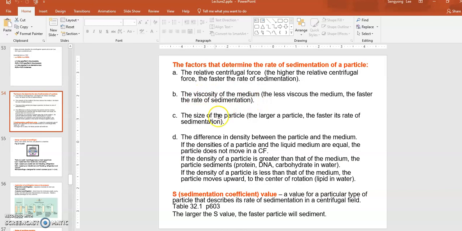That's what it means. And the size of the particle also matters. The larger the particle is, the higher the rate of sedimentation. And then the difference in density, like I just told you, between the medium and the sample. The difference is very important. The bigger the difference is, the faster the sample will come down as a pellet. So S is the sedimentation value.